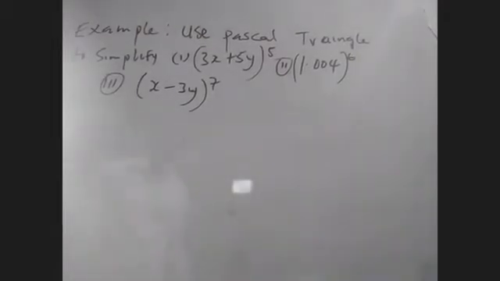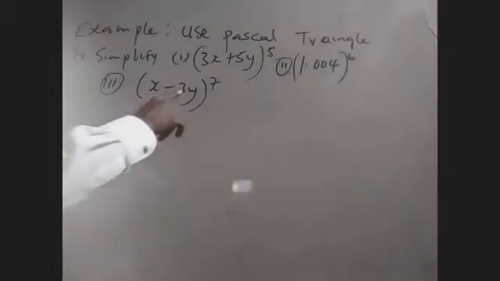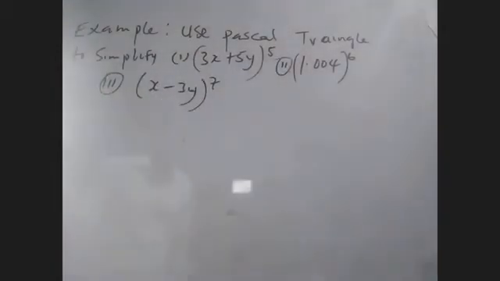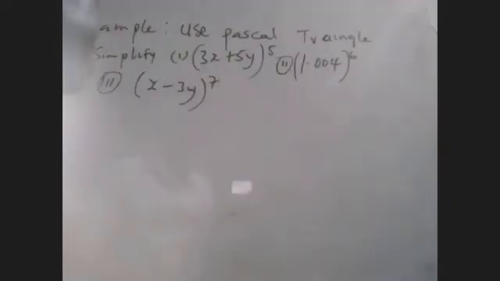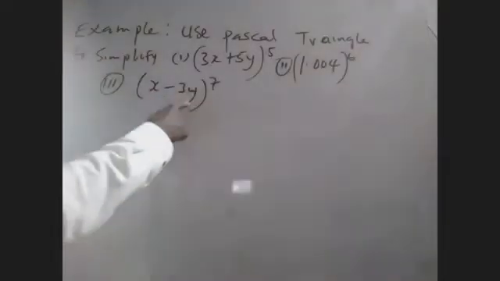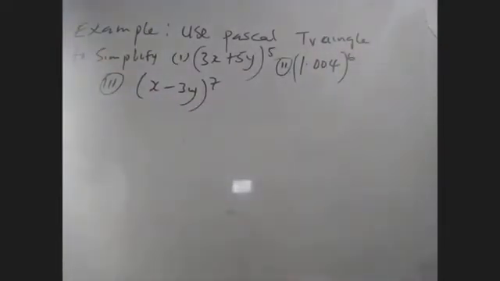Now, using the Pascal triangle, simplify the following. One is (3s + 5y) raised to the power of 5. Two, you have (1.004) raised to the power of 6. And three, you have (s - 3y) raised to the power of 7. So let's look at this solution. Let's start with the number 1.